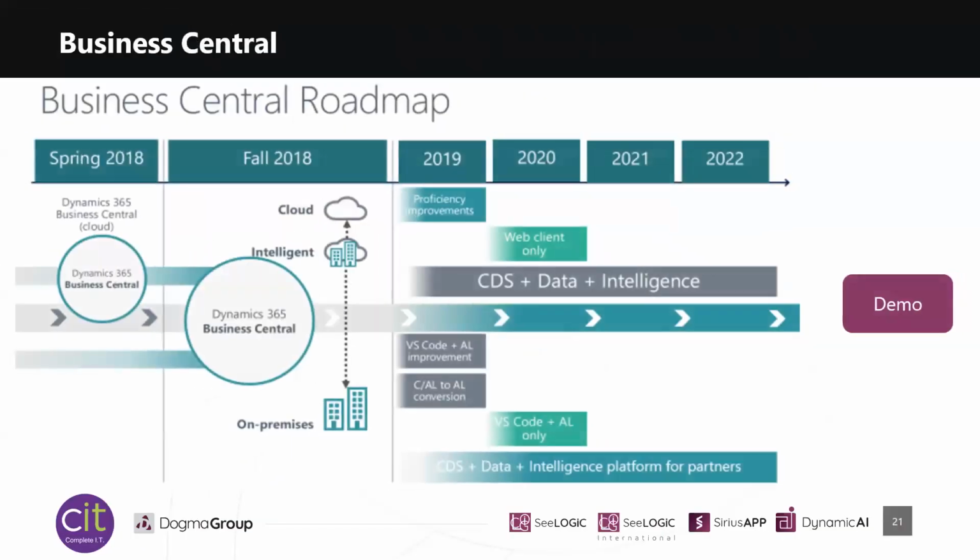In terms of the roadmap for Business Central, they're really looking to focus over the next few years on data. It's all about the CDS, the Power Platform, integration and intelligence, and you'll see some of the things we talk about and how they affect it. I'm just going to go into a bit of a product demo at this point.